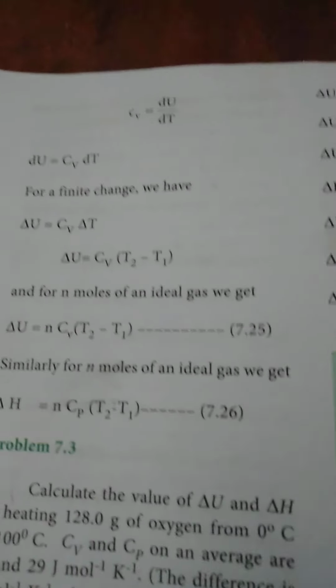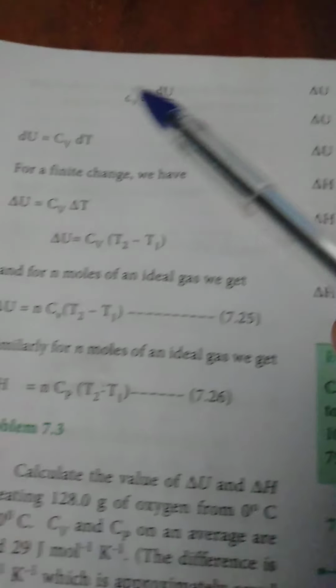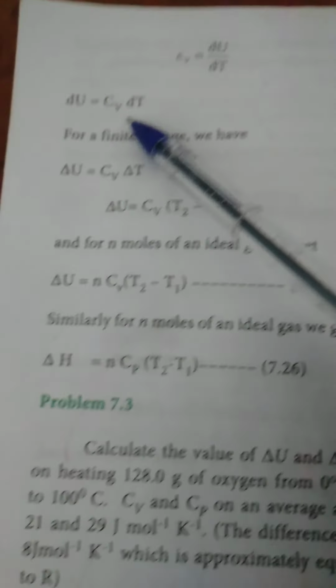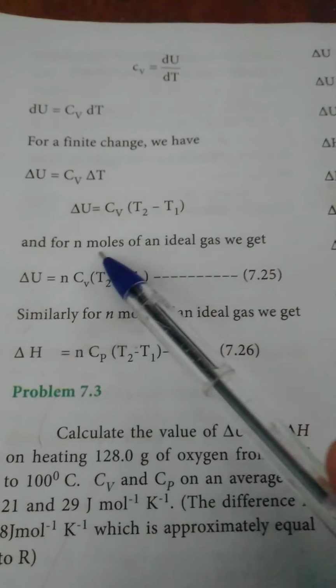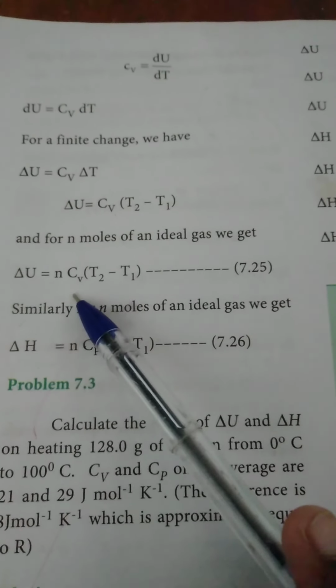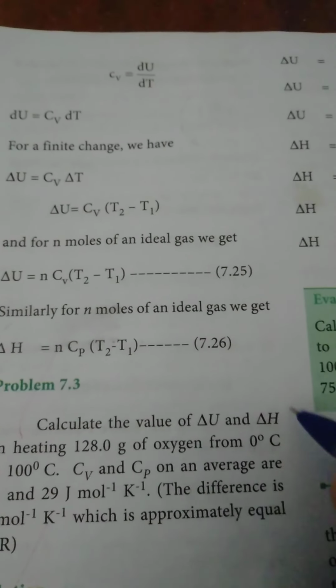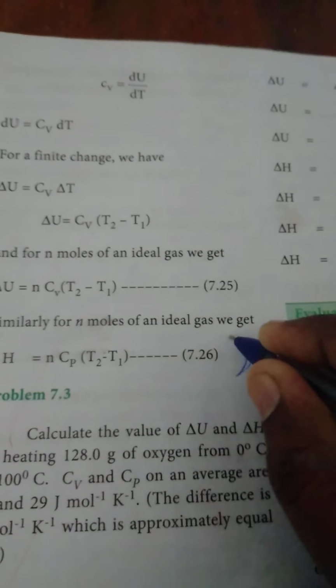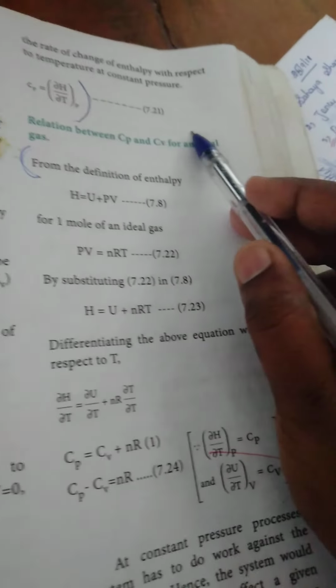For 1 mole of an ideal gas, we have page number 202. Cv is equal to dU by dT. From this, dU means Cv into dT. For a finite change, we can write delta T, that is T2 minus T1. And if it is n moles of an ideal gas, delta U is equal to n into Cv into (T2 minus T1). The same way you can write delta H also. Just mark till this equation 7.26. This is one of the important 5-mark questions: relation between Cp and Cv. Understand this?